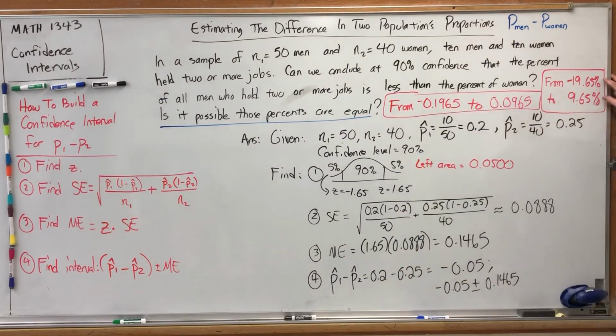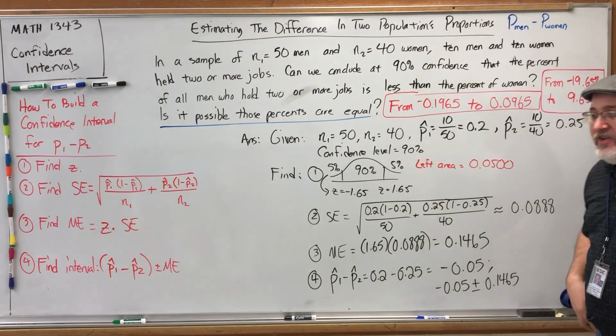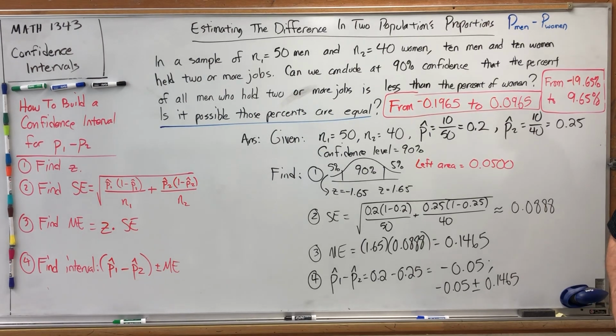If the interval is completely negative, then we are confident that the first number is smaller than the second. If the interval is completely positive, then we're confident that the first number is greater than the second. But if the interval spans between positive and negative, we're not confident of either of those things because it's possible that those two numbers are equal because it's possible their difference would be 0.